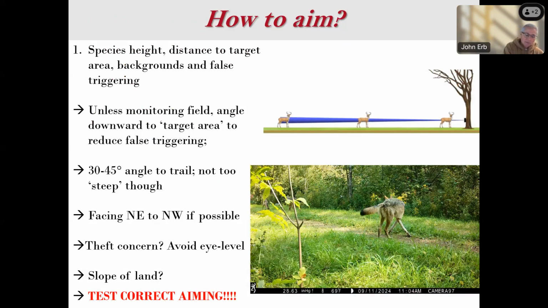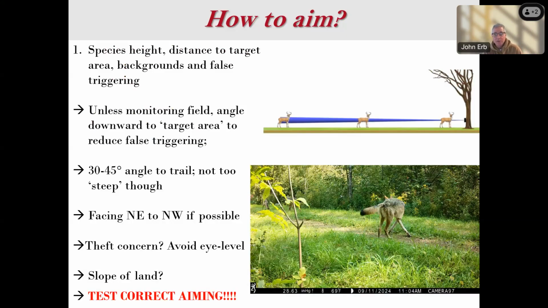How to aim? Well, it depends on where you're monitoring. If you're trying to monitor a big open field, keeping the camera kind of horizontal with the land will allow you to detect animals further out. If you're angled down or up a little too much, you're going to miss that outer deer or two.